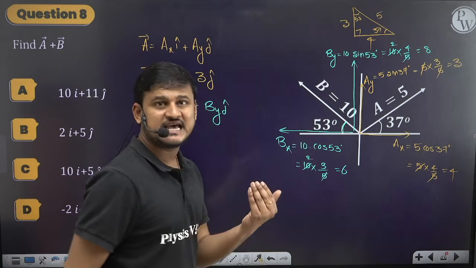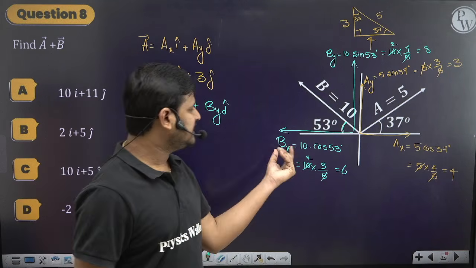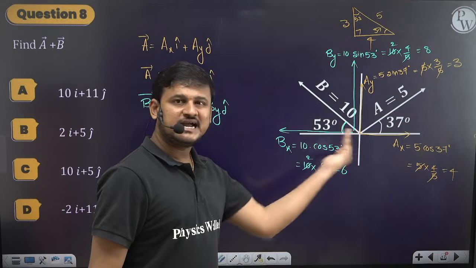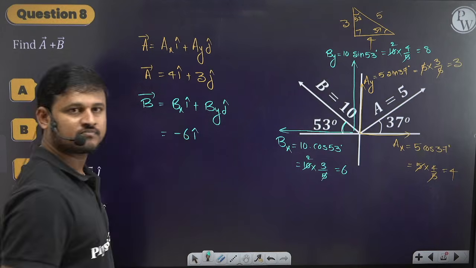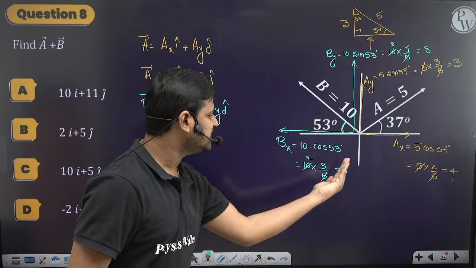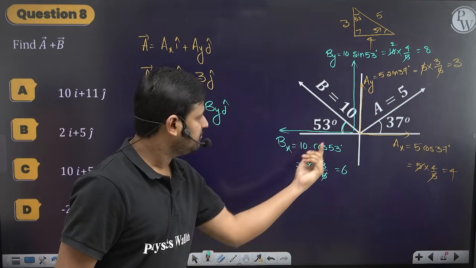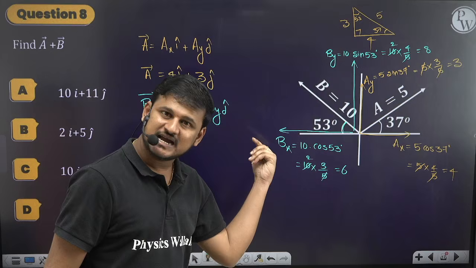See, here direction is also important, guys. So while taking the Bx, it should be on the negative side. So that's why minus 6 I cap you should take. Don't just directly write plus 6 I cap, because it is towards the left. That's why minus 6 I cap.